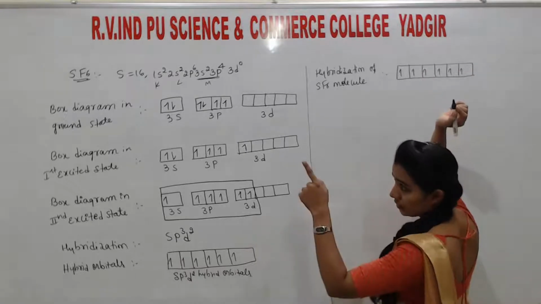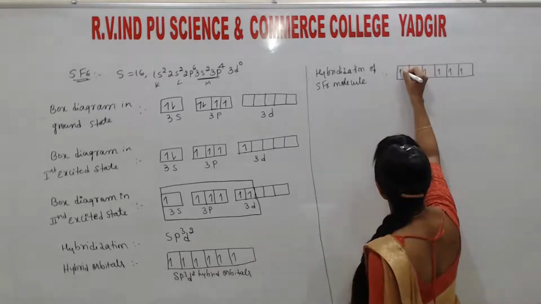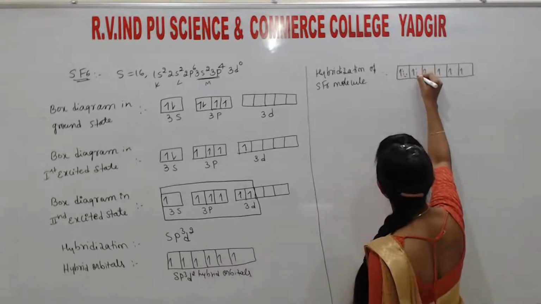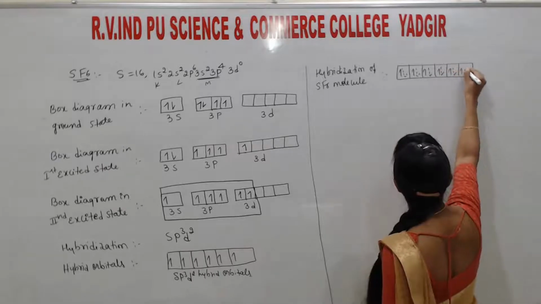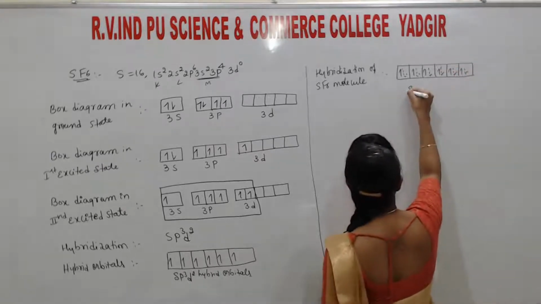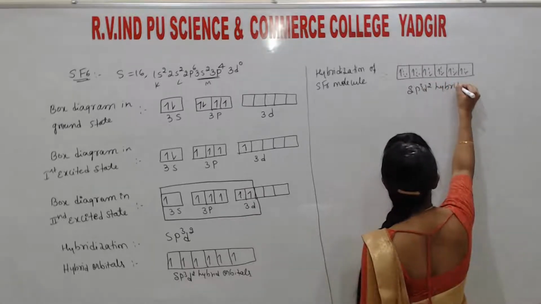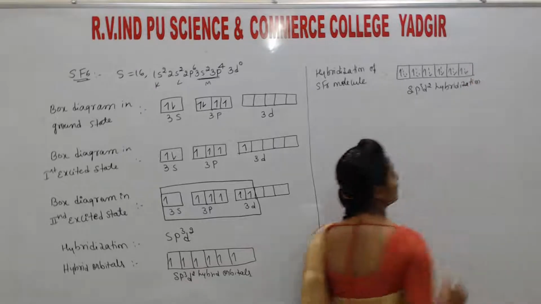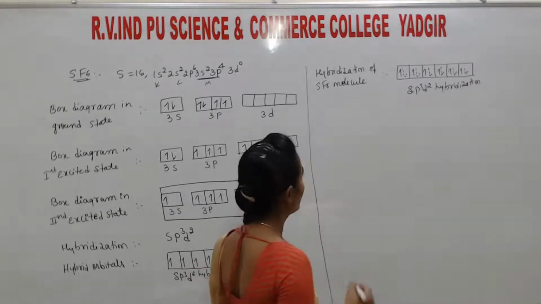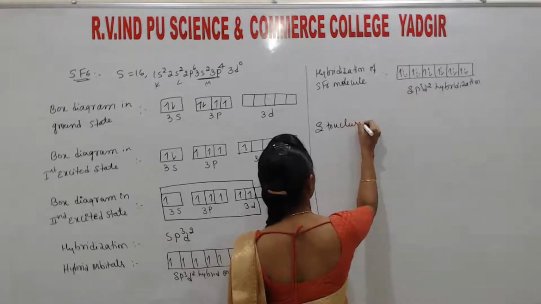Okay, next the electron of fluorine is paired up with this. This is sp3d2 hybridization. Okay, now its structure.